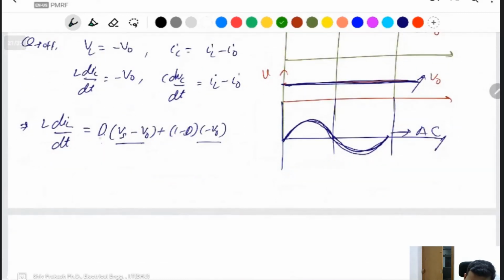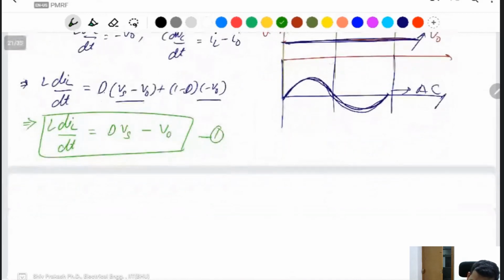You can take D equal to 1, then this one will be 0 and this one is fine. So D equal to 0, then this one is 0, this one is fine, minus V naught, same as before. Then you can write L diL by dt is equal to D Vs minus D V naught plus D V naught, so the D V naught cancels out. We will find only V naught. To solve this one, call it equation number one.